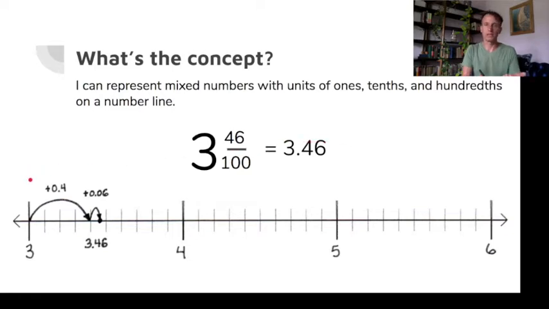Notice though, I'm being cheap and cheesy here. I don't feel like drawing that old number line. I know what 3 looks like on a number line, so I'm just going to start from 3. So that's the 3, 46 hundredths. Beautiful. Just a little bit left.